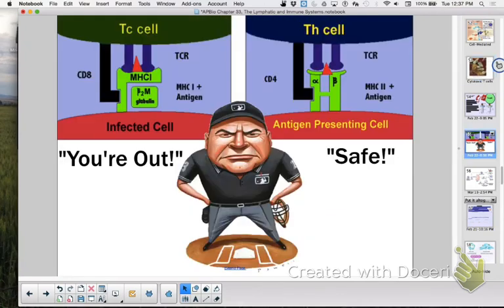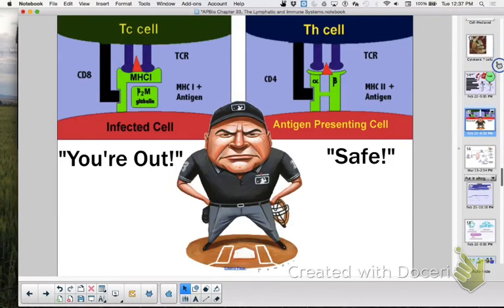Are you good on your MHC1s and MHC2s? Do you need me to go over that at all? No? Wouldn't hurt? Okay. What do you have more of, MHC1s or MHC2s? MHC1s.